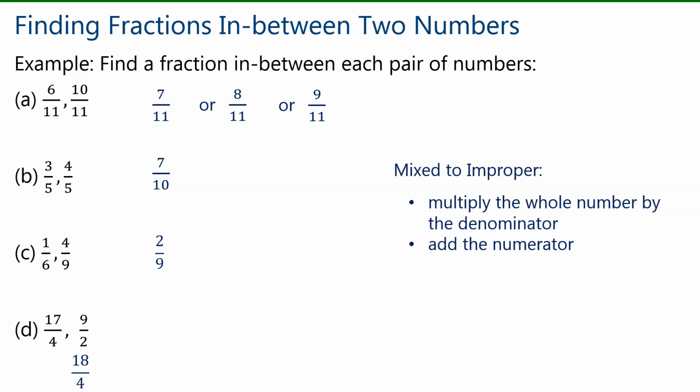Now there's no whole number between 17 and 18, so we need to do the same thing we did in part B and find equivalent fractions. So let's multiply 17 over 4 by 2 over 2. And then we'll also multiply 18 over 4 by 2 over 2. And now we can see that in between 34 over 8 and 36 over 8, we have 35 over 8.